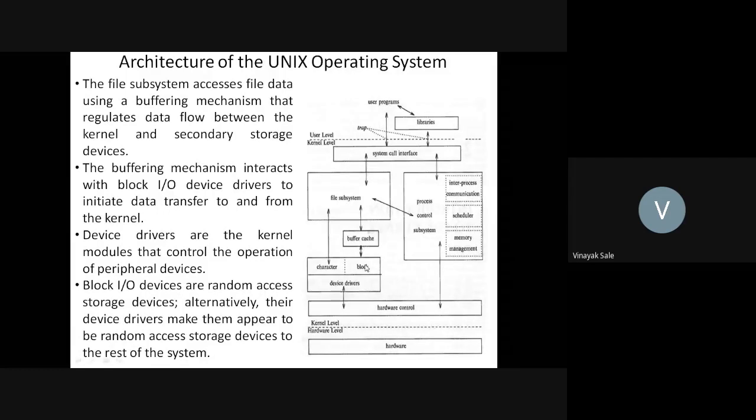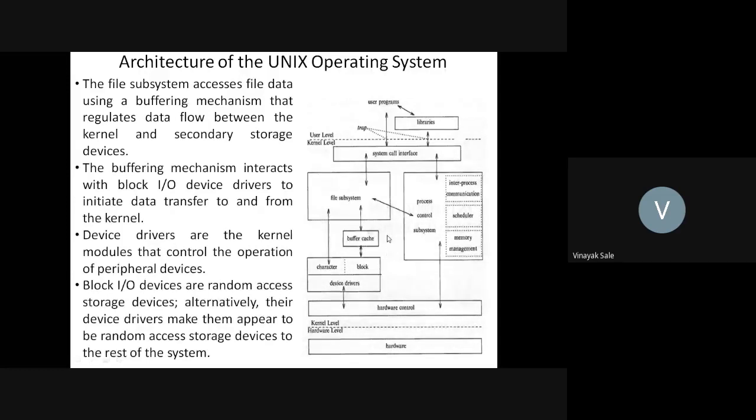So for accessing files or data from blocks, a buffer mechanism is used, and that regulates the data flow between the kernel and a secondary store. The buffer cache is a secondary store. So data from a block, that is, a block from device drivers, is accessed through the buffer cache.